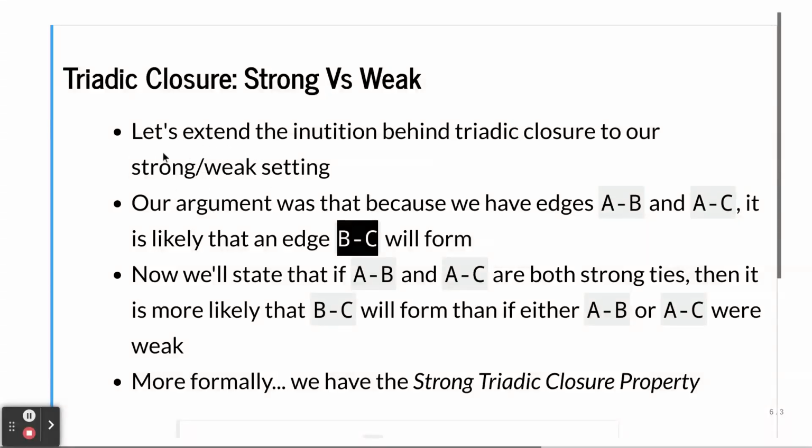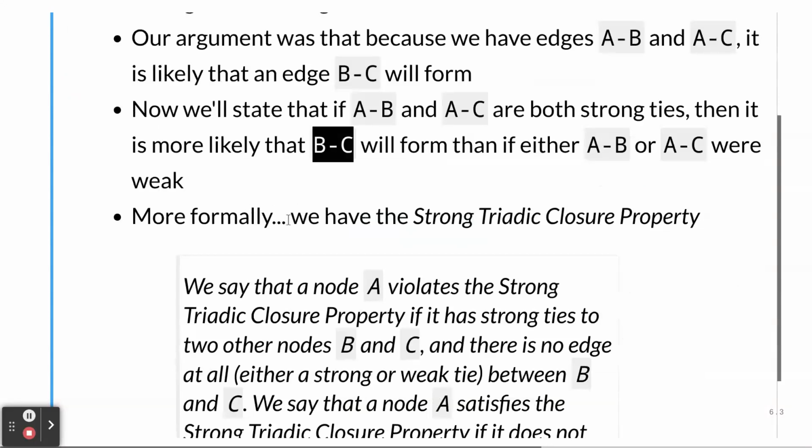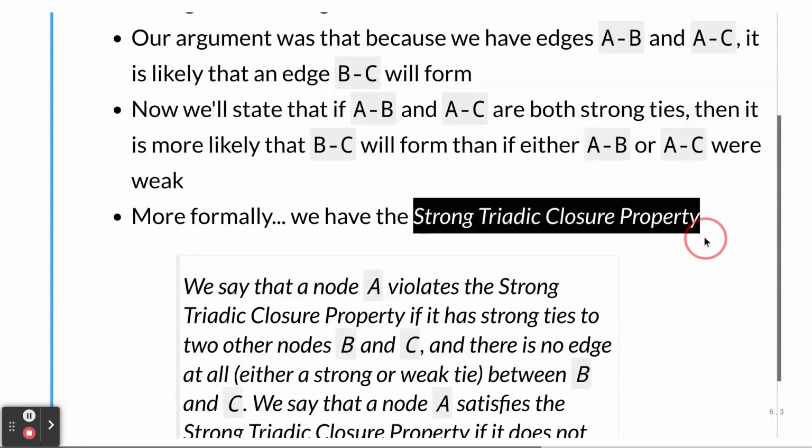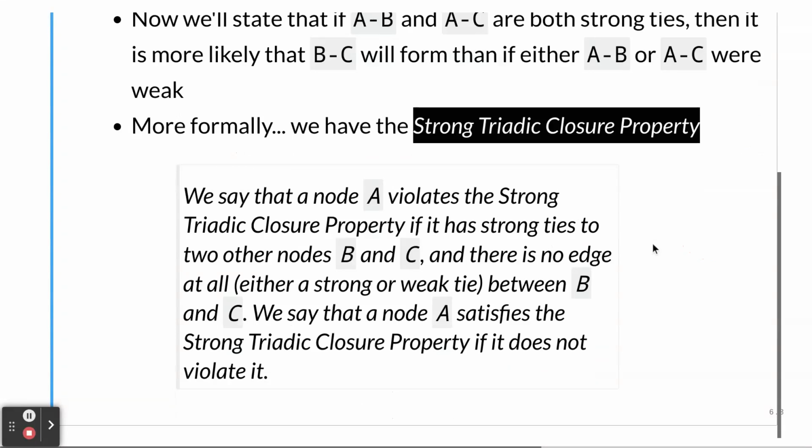We will now bring in the strength of the edges and say that if AB and AC are both strong edges, then it is even more likely that BC will form than the case where either AB or AC was a weak edge. More formally speaking, we have what's known as the strong triadic closure property. And it's kind of defined in the negative.